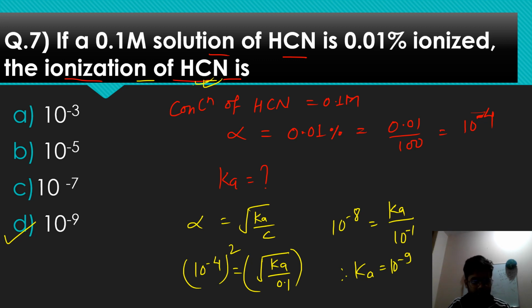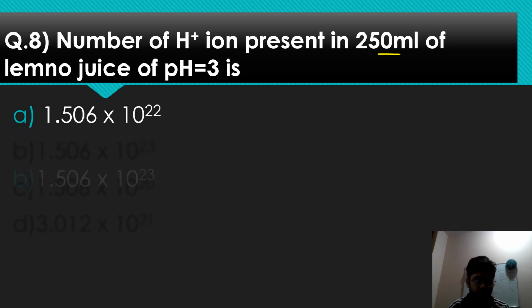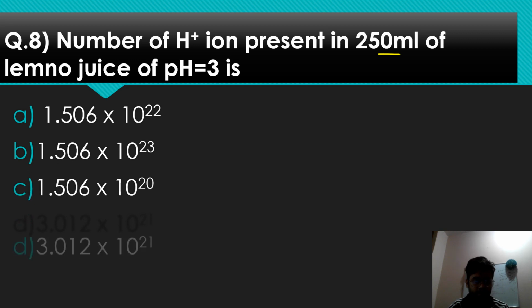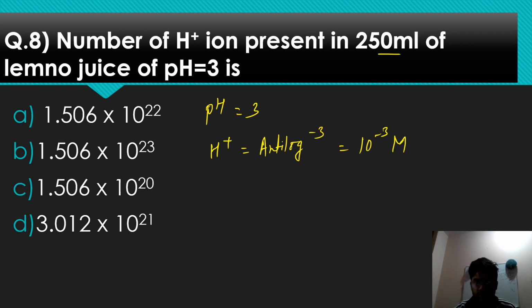Let us see another question. Number of H plus ions present in 250 ml of lemon juice of pH equals 3. So we have the options here. Lemon juice has pH equals 3. It means we can calculate the concentration of H plus. pH equals 3 means the concentration of H plus is the antilog of minus 3, so we will get 10 to the power minus 3. This is the concentration of H plus, and this is also the concentration of acid.